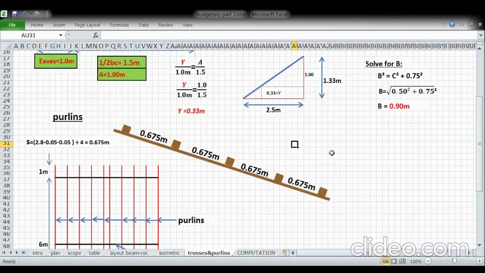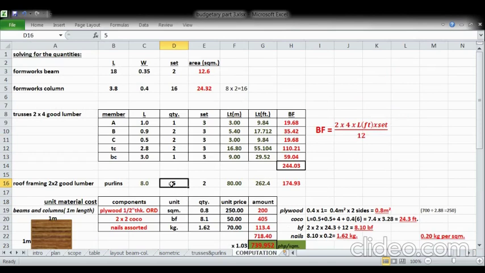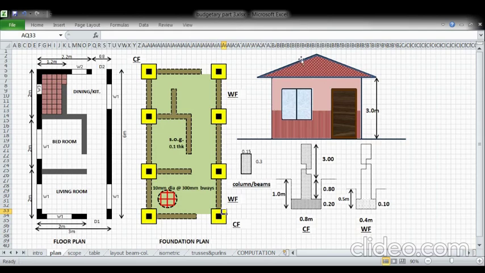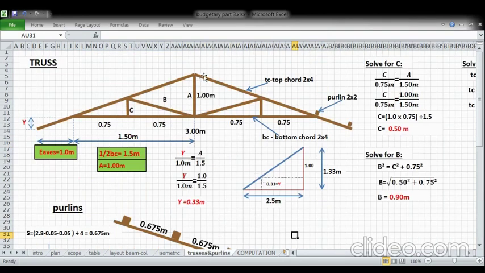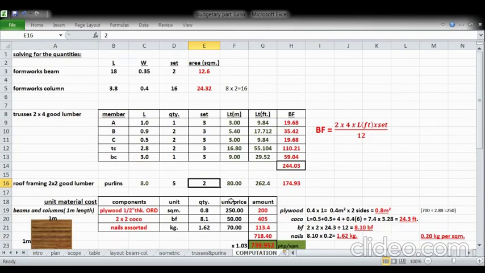Good number. Okay. So 5 pieces, and the number of sets is 2, of course, 2 sides here. First set is here, second set is here. It's 2 sets. So, total length in meters: 8 times 5 times 2 is 80.